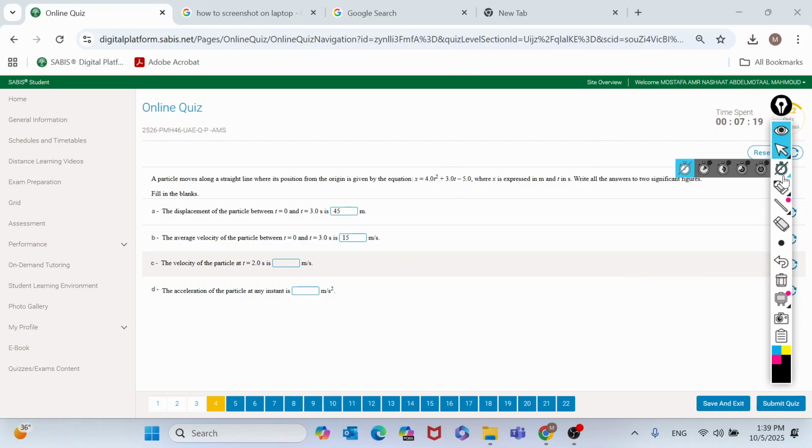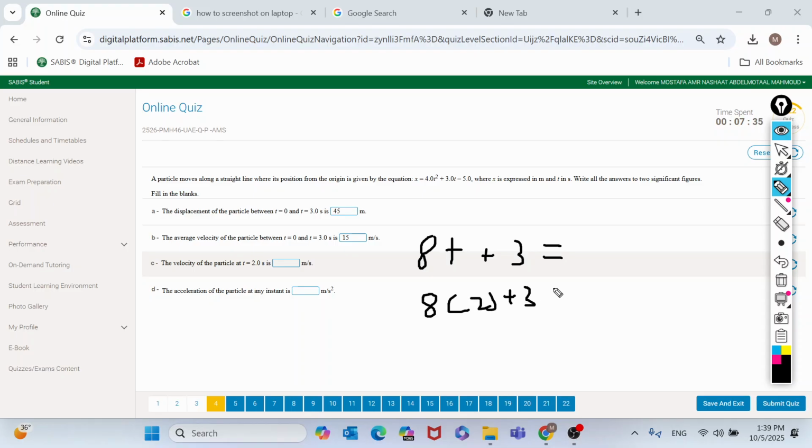So first let's differentiate this. It's gonna be 8t plus 3. t is equal to 2 seconds, so 8 times 2 plus 3. It's gonna be 16 plus 3, which equals 19. So velocity at t equals 2 seconds is 19.